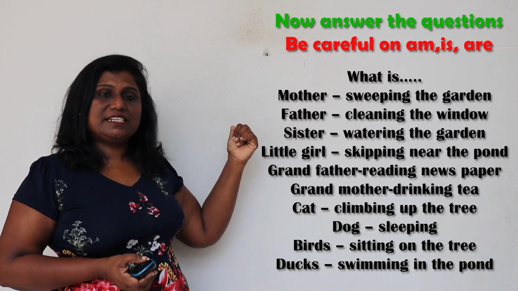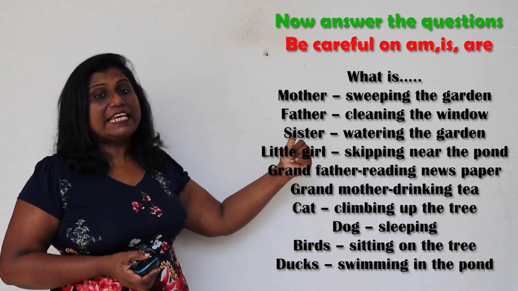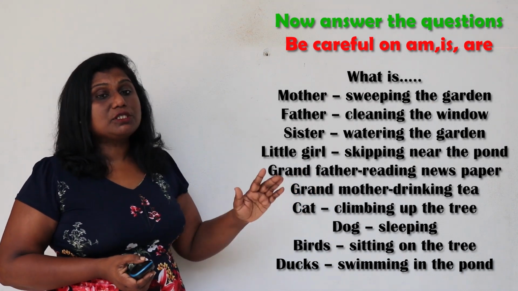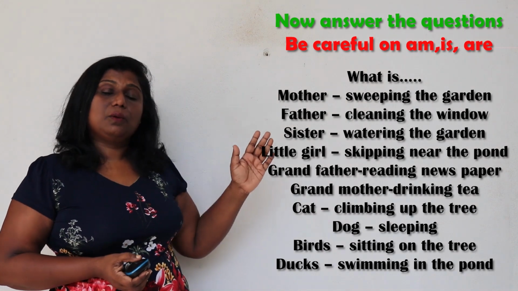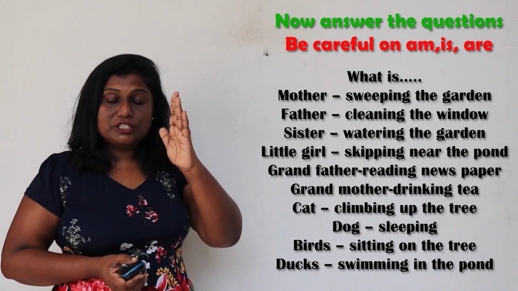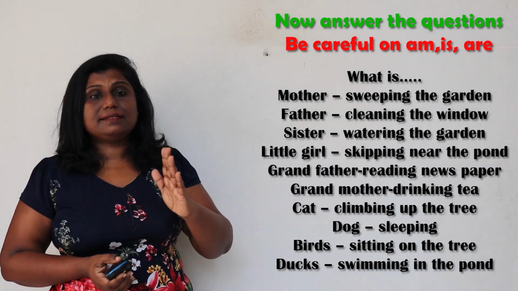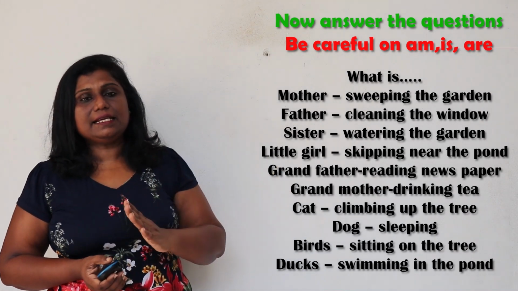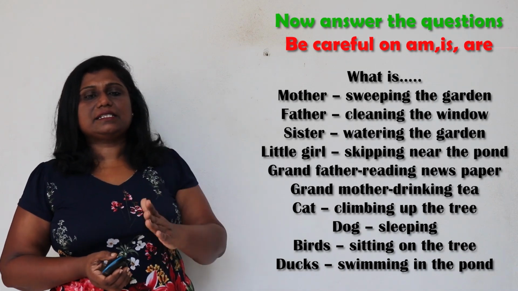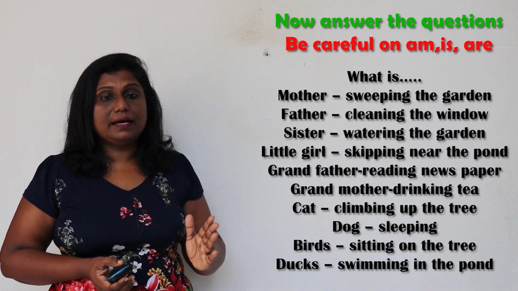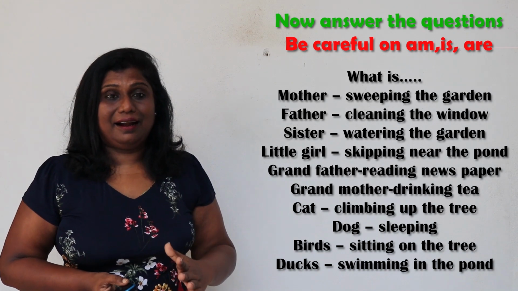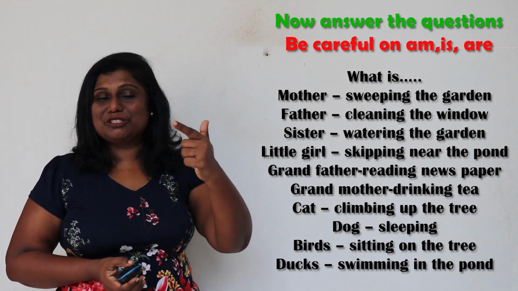If the subject is singular, you have to use is with that. If the subject is plural, you have to use are with the subject. Okay? So, shall we read it again? Mother is, father is, sister is, little girl is, grandfather is, grandmother is, cat is, dog is, birds are, ducks are. Okay. Now I'm going to ask you the questions.